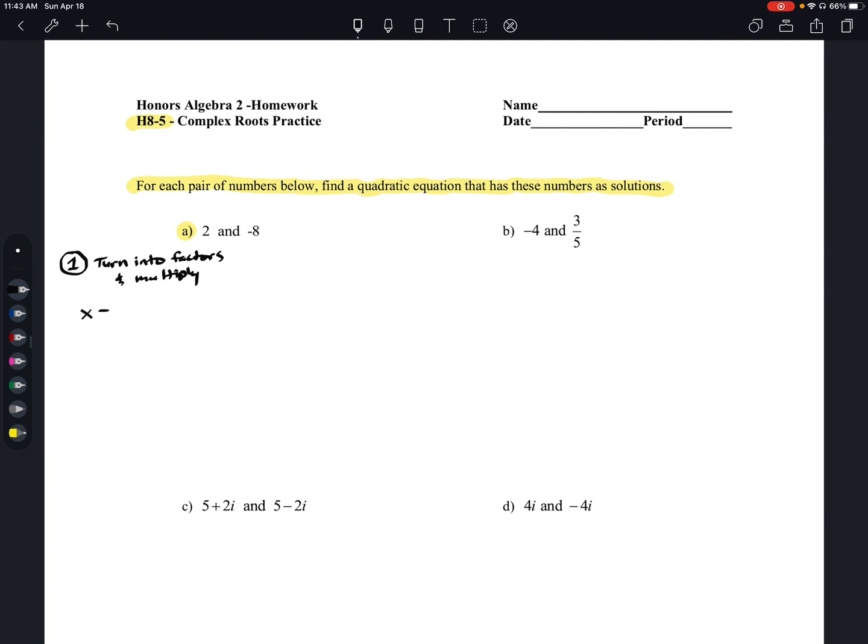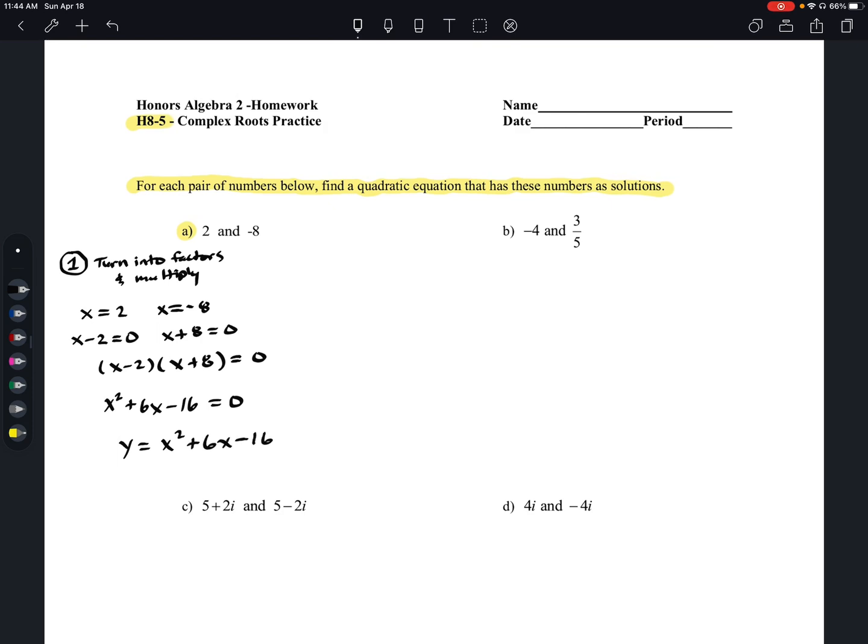We take our x equals 2 and x equals -8. We set them equal to 0, so we'd subtract 2 from each side. I'd add 8 to each side. Then I would take my x minus 2 times my quantity of x plus 8. And when I multiply those together, I will get x squared plus 6x minus 16 is equal to 0. And if you want to write them as like the function, you can do that too. You could say y equals x squared plus 6x minus 16. So that is one method of doing it.